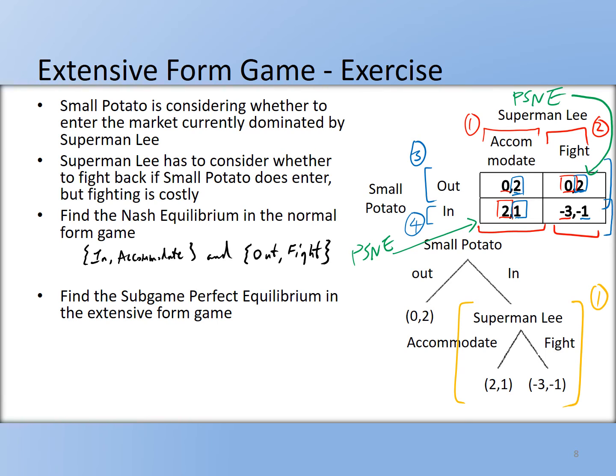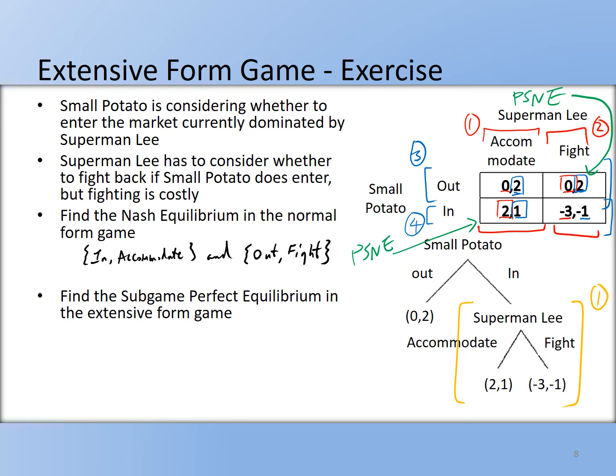What about a subgame perfect equilibrium? In a subgame perfect equilibrium, you start from the back. In this case, the order is important, because here I assume that small potato moves first. You can argue that maybe supermanly should move first, because he is the existing seller. Maybe he can pose to fight before small potato actually decides whether to enter.